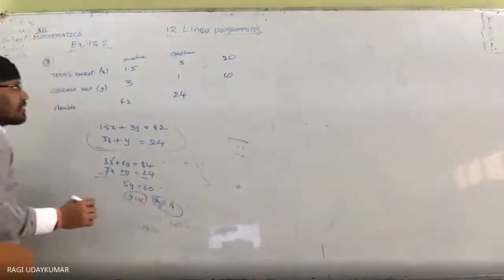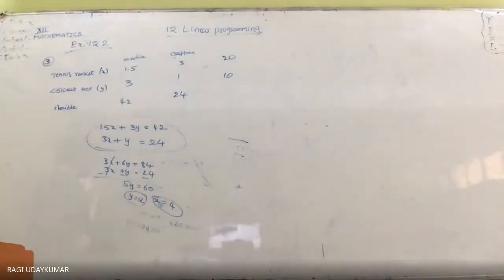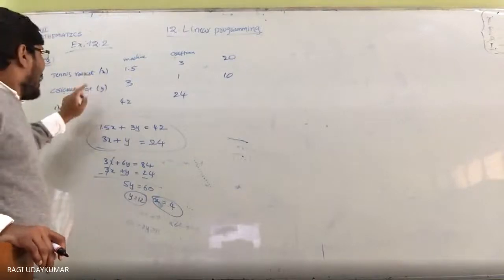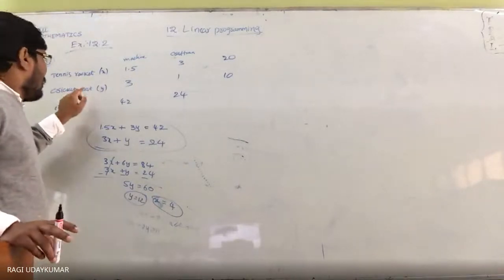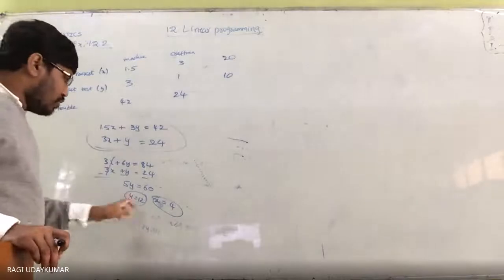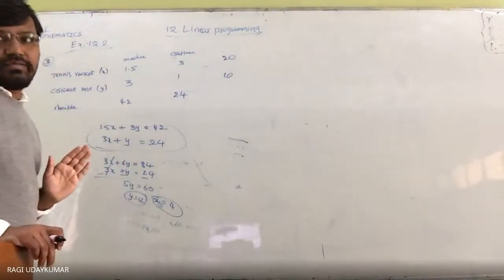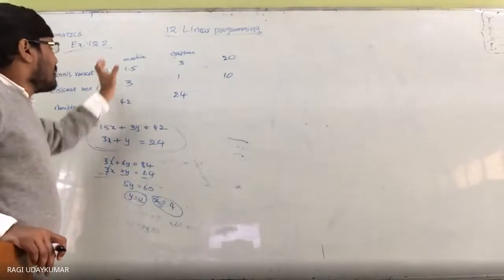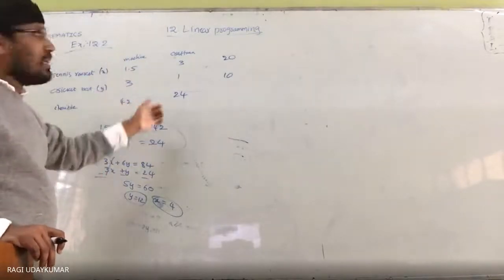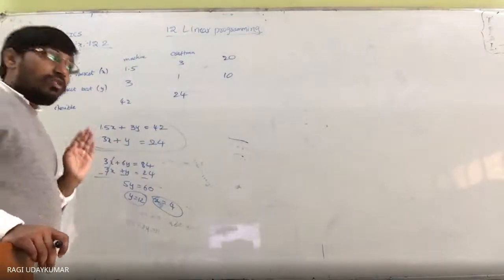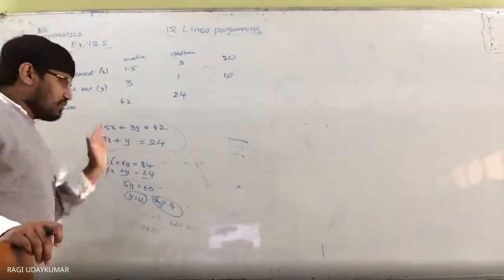So that means if 4 rackets and 12 cricket bats are made, complete use will happen. If that is taken, even the machine work and the craft work will be used exactly. Now, this is the first question.